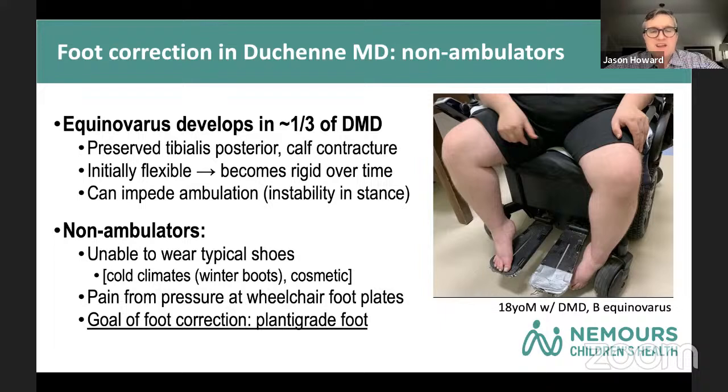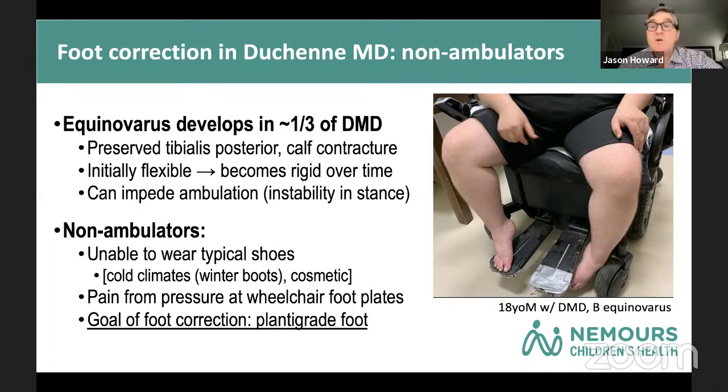When it becomes very rigid, when the kids are older, 18, 19 or whatnot, it's become very difficult to use soft tissue procedures to achieve your goals. For ambulatory kids who have equinovarus, this causes instability during that first prerequisite of walking, in stance phase. And so they often stop walking because of these deformities.